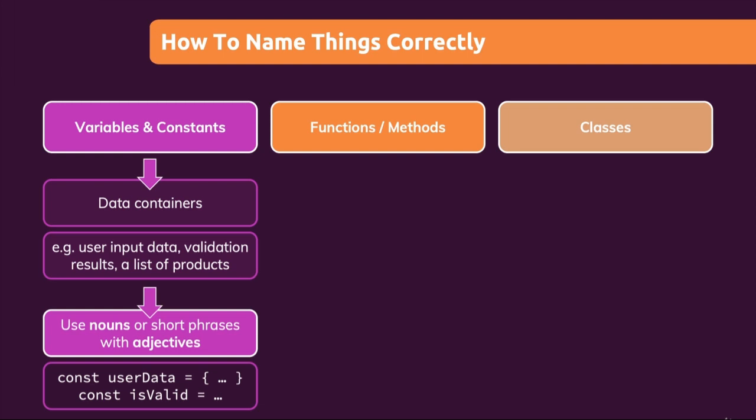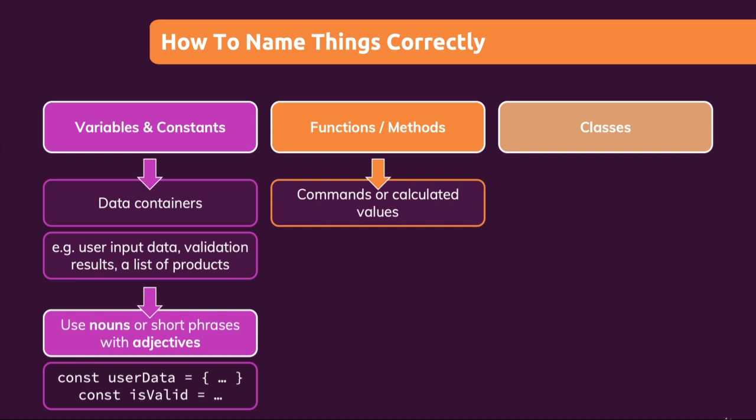Now, when it comes to functions and methods, the idea is a different one. Here, we don't store something in that function. I mean, there is code inside of it, but that code executes once a function is called, and therefore, in the end, functions and methods are, of course, commands which we can execute on demand, or we calculate values which we return. So they are commands or calculated values, you could say.